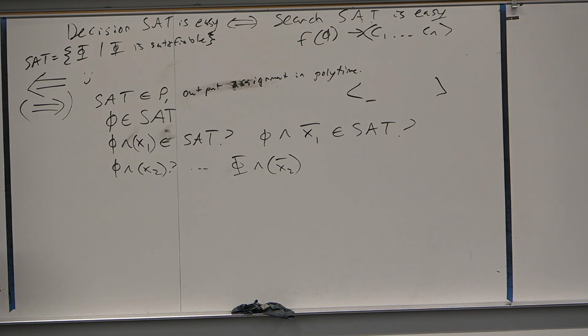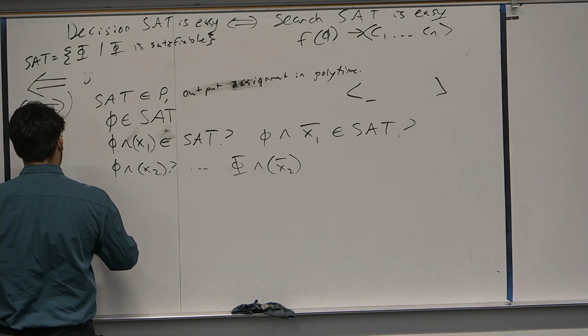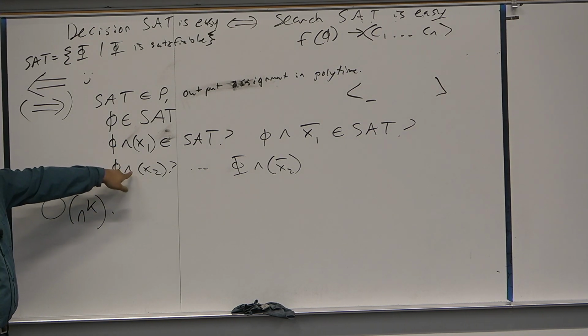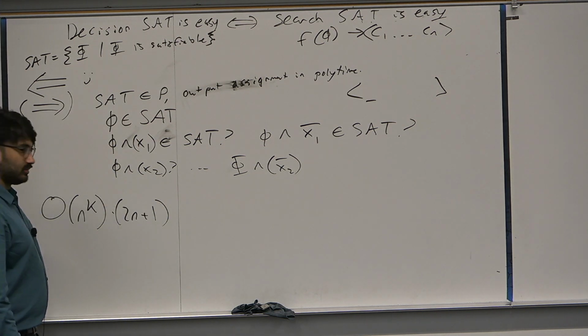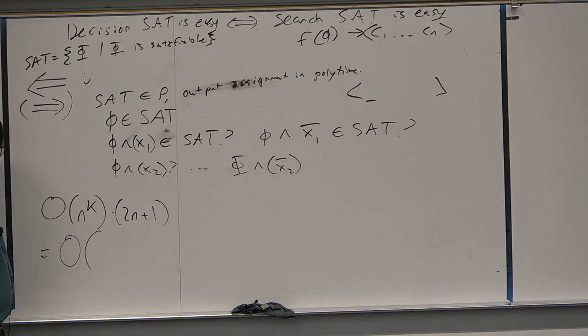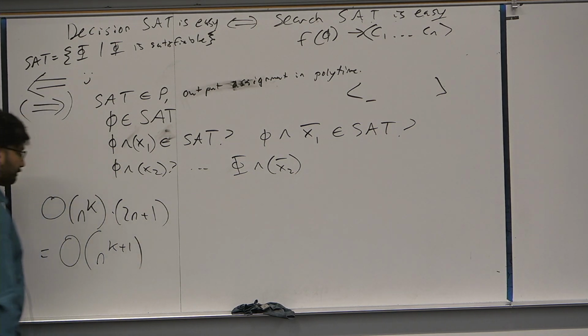Let's suppose SAT is in P, so this algorithm takes O of n to the k time. You run that algorithm how many times? Let's suppose there are n variables. O of n times. Two for each variable, so that's 2n plus 1, right? This is O of what? So that's polynomial, polynomial, polynomial.